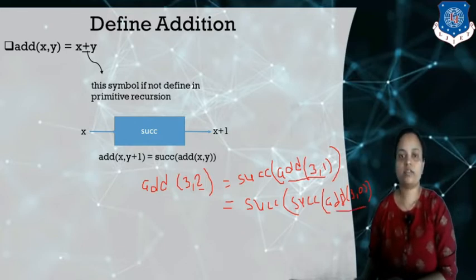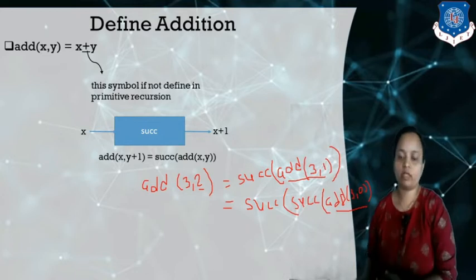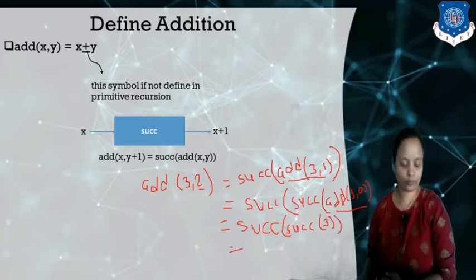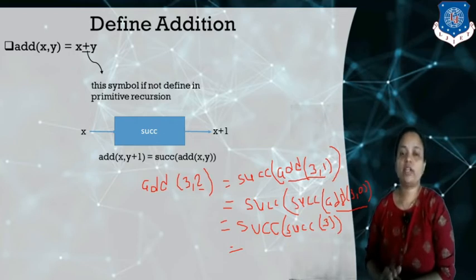Now you can see the interesting thing here. If we add 0 to a number, it always returns that same number. So here I can write successor of successor of, and add 3 comma 0 returns the same 3. So this function, successor of successor of 3, looks like a recursive function.